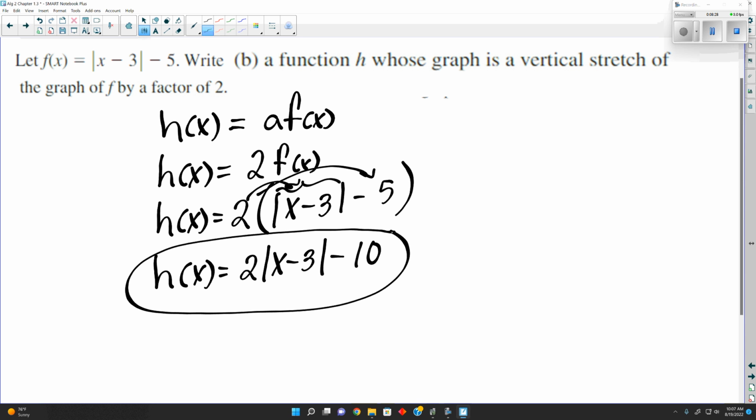Any questions on this here? Any question on anything we've done so far? So this here is almost similar to what we did for a reflection across the x-axis. Instead of applying a number, we applied a negative for it, and here we're applying a number.